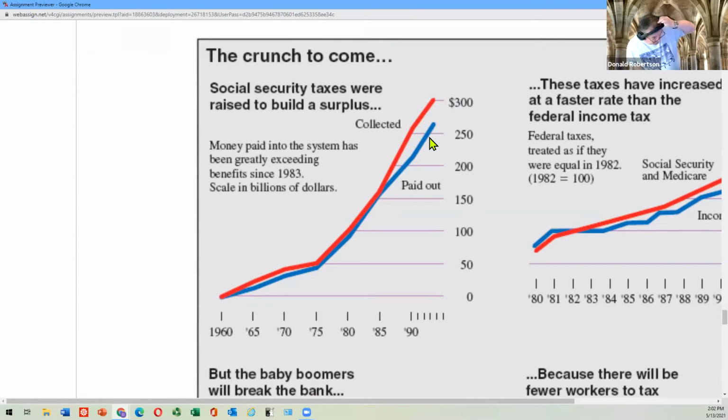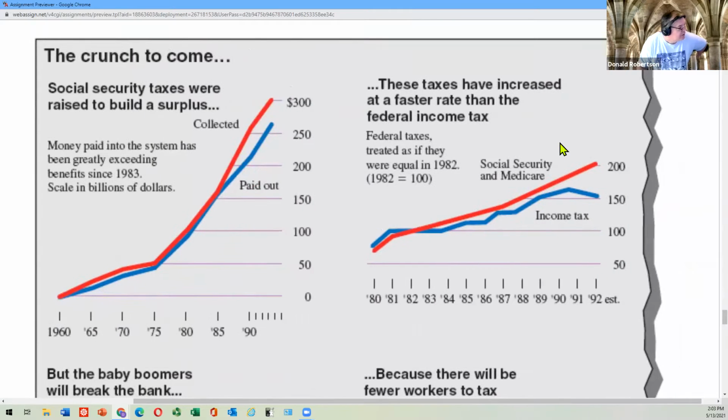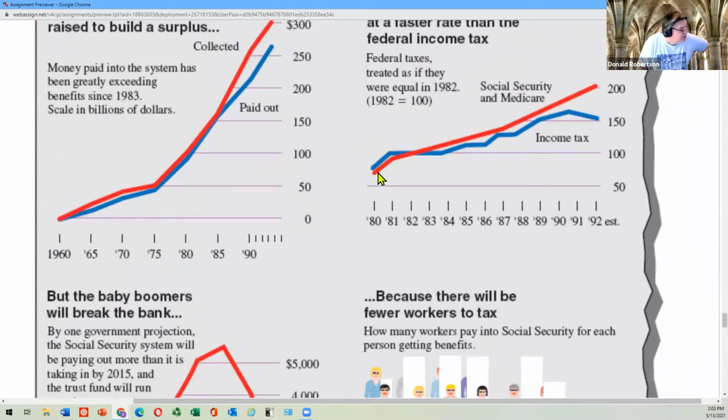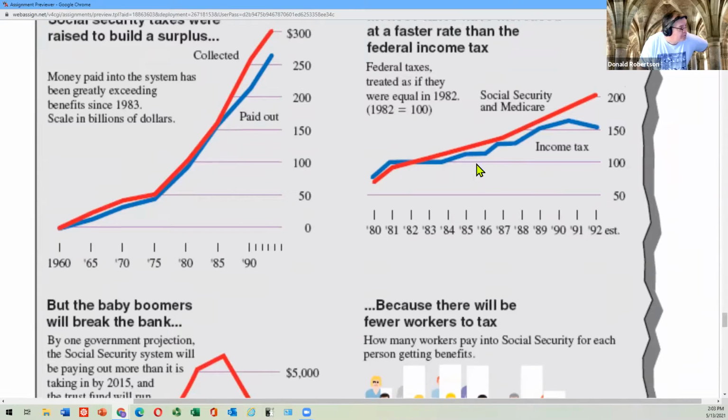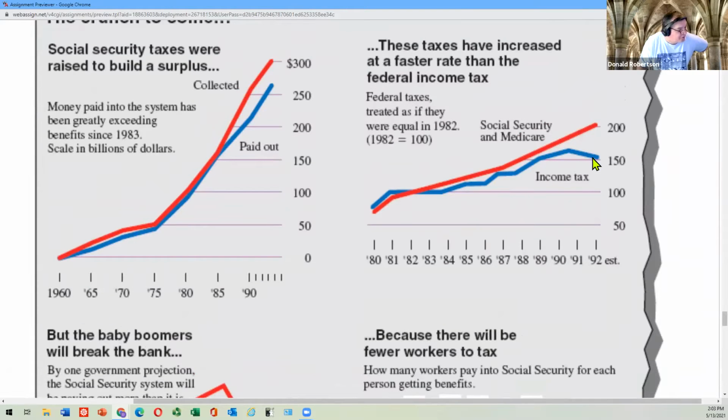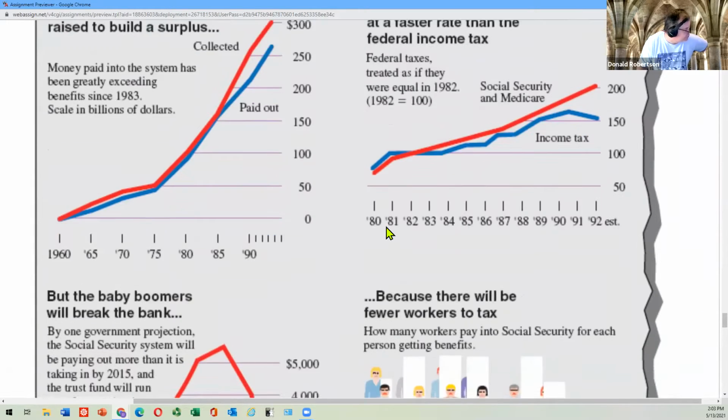Okay. So, according to this anyway, at least up to the 1990s, hasn't the government been collecting more than they've been paying out in Social Security? If we move on to this one, these taxes have increased. Social Security and Medicare taxes have gone up, and the income tax rate, at least up to here, has gone down.